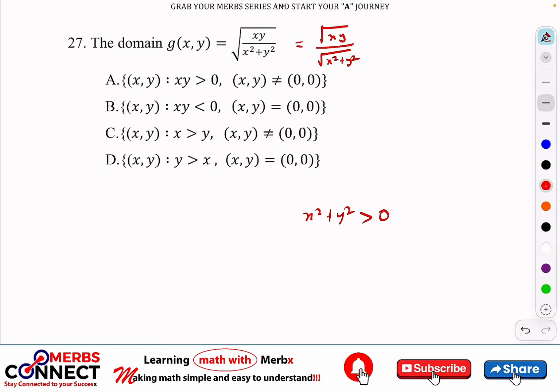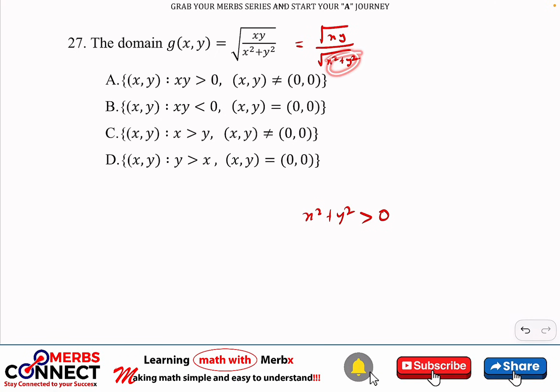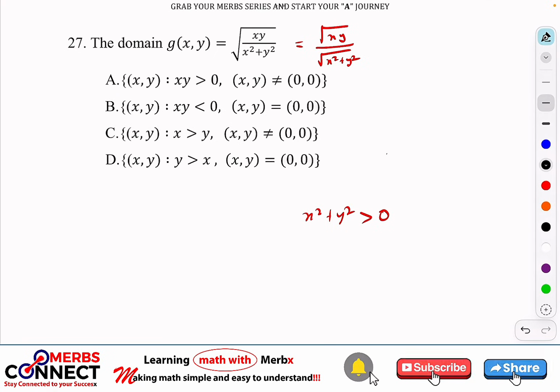Now we said that under the square root, everything should be greater than or equal to 0. But because this is at the denominator, we cannot include 0, right? So it means that everything should be greater than 0. Of course, this one should be everything greater than 0. Now let's look at the top. The top, we can include 0. So xy should be greater than or equal to 0.